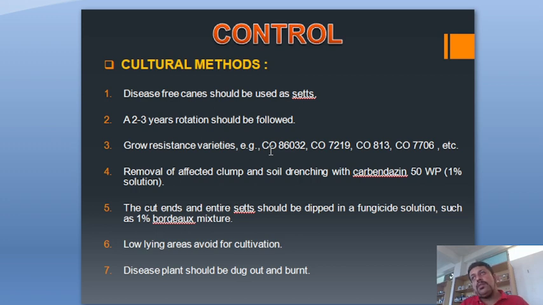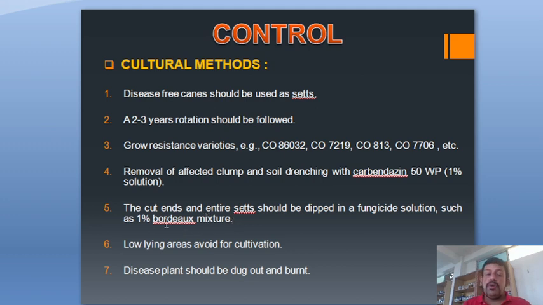These special varieties have some genetic advancement through which they can develop a defense mechanism against the attack of this Colletotrichum falcatum pathogen. Understood? So that is why removal of the affected clump and soil drainage is very important, by carbendazim. By 50 W, we can cut the sets, and the entire set should be dipped in a fungicide solution, in Bordeaux mixture.